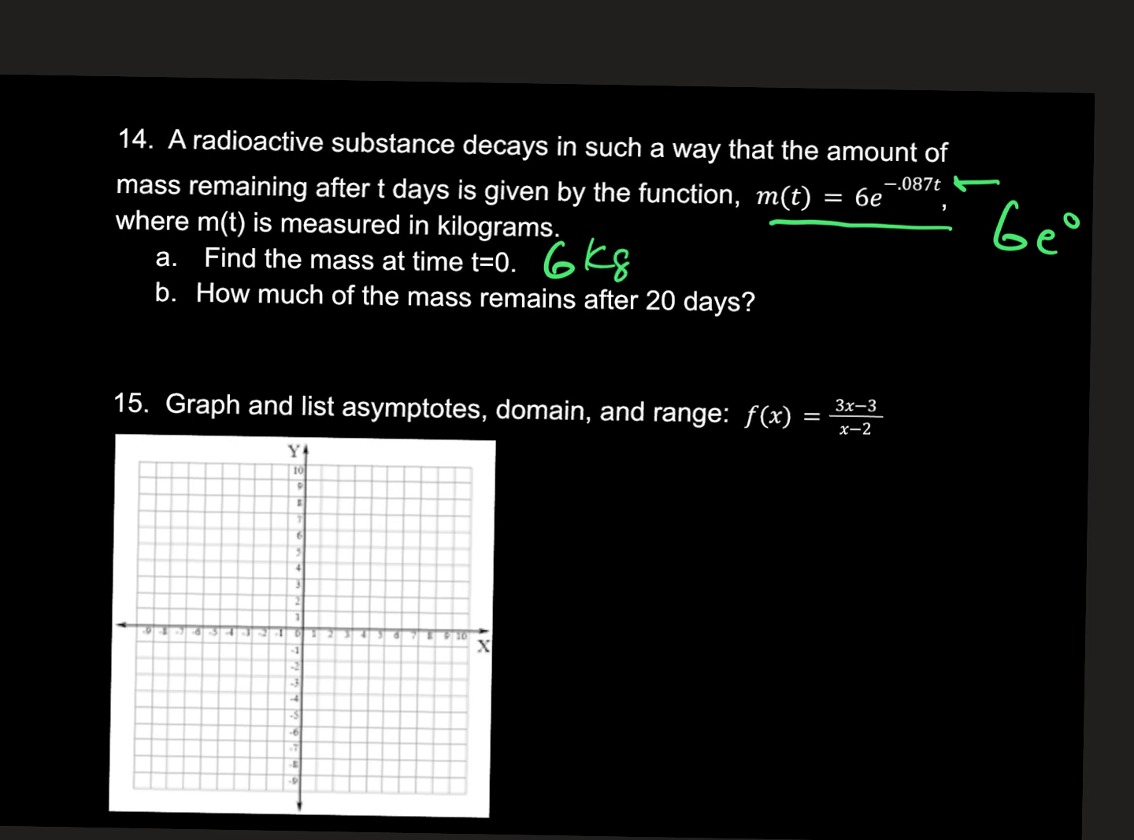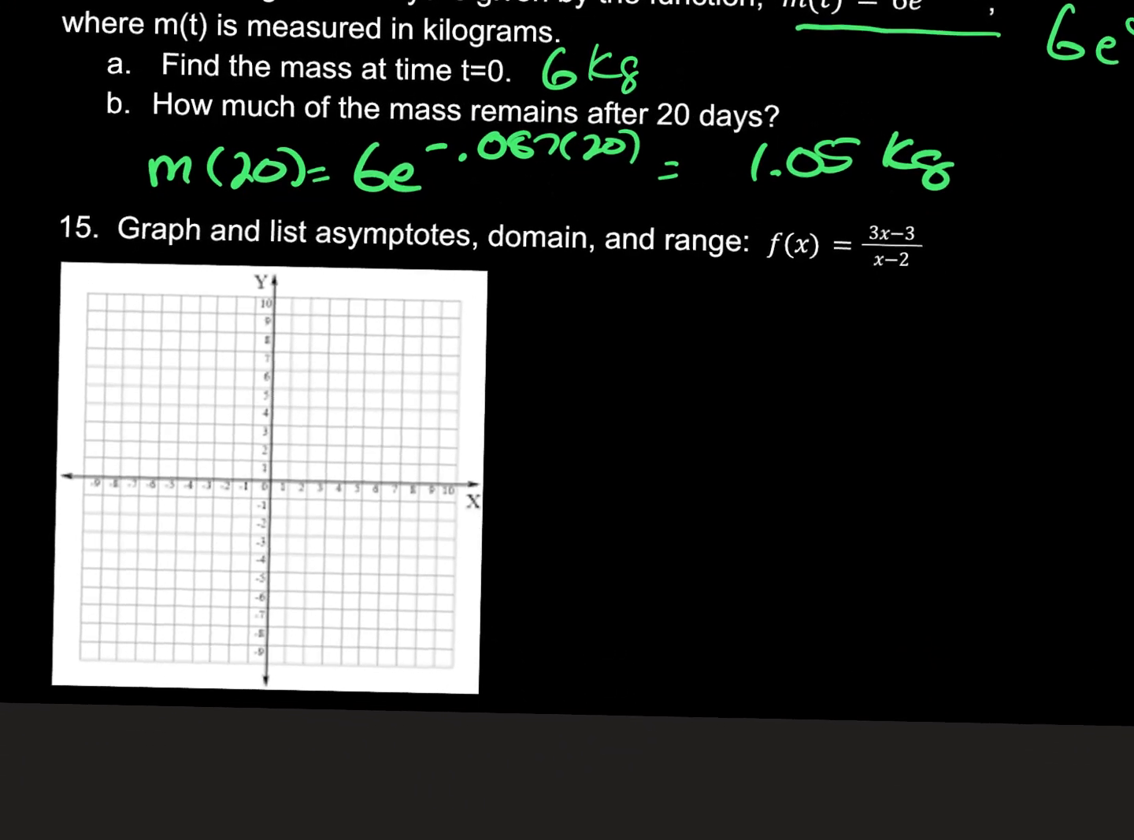Then it says how much is left after 20 days. 20 just means I'm going to plug in the 20 for T. That's the time. So it's really more of a calculator problem. Anything else? I'm just plugging the 20 in right there. I'm going to do that real quick. 6 times e to the negative 0.087 times 20 power, getting 1.05 kilograms.